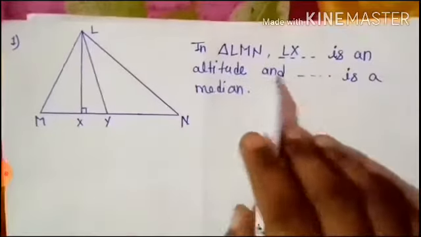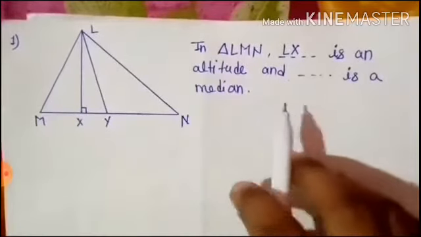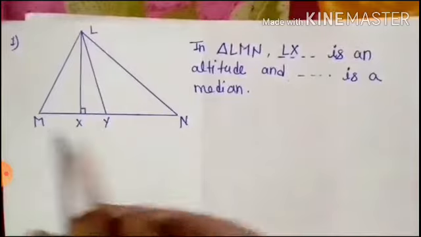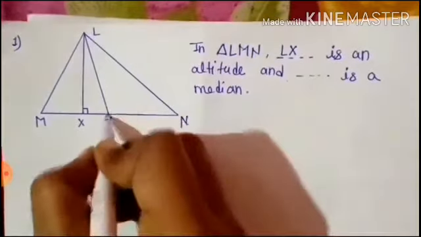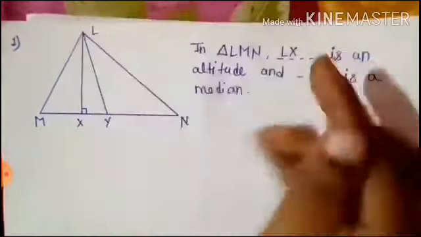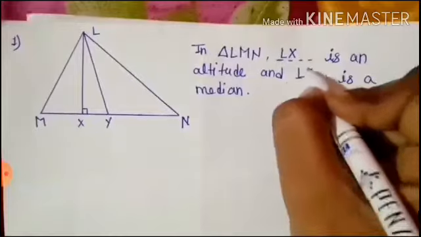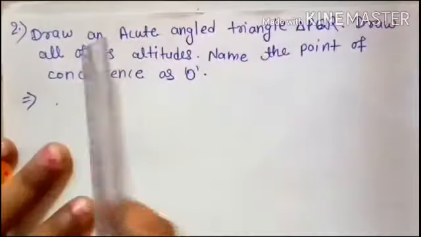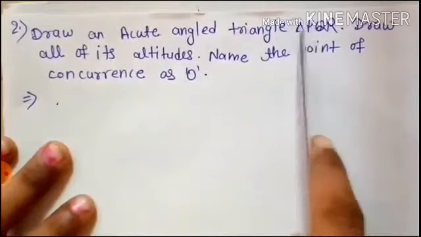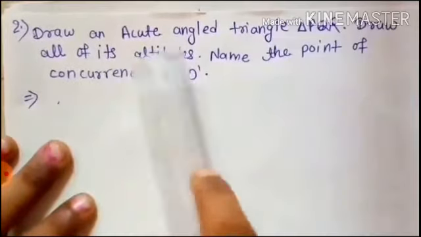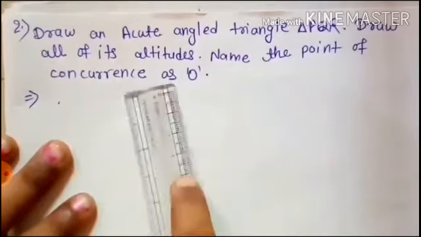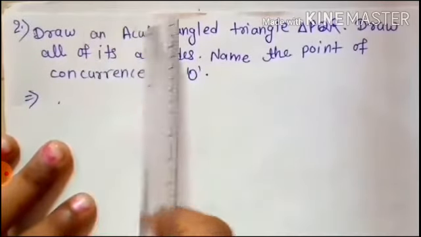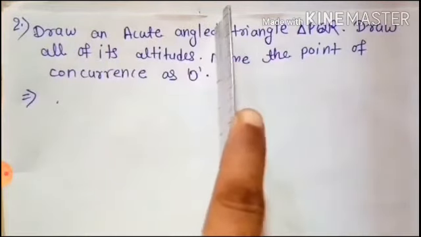LX is an altitude. And dash is a median. A median divides the triangle into two parts and is a slant line. So LY is a median. This is the first question. Now come to the second. Draw an acute angle triangle PQR. Draw all of its altitudes. Name the point of concurrence as O.